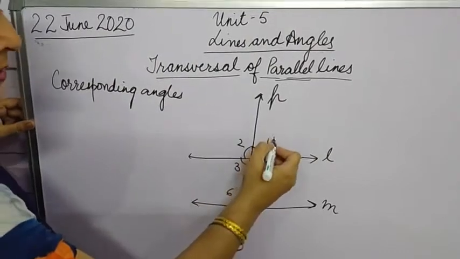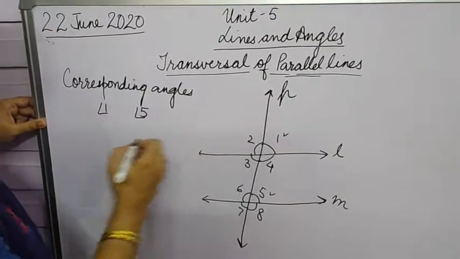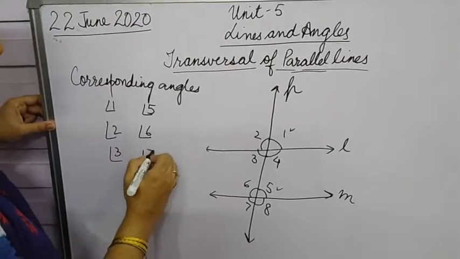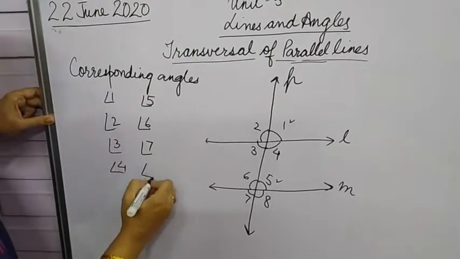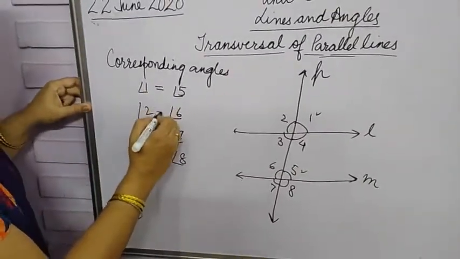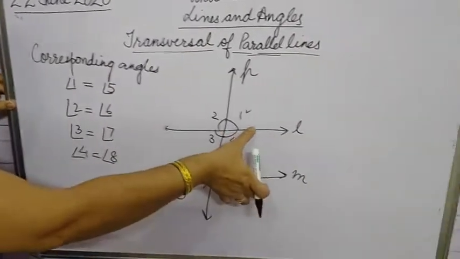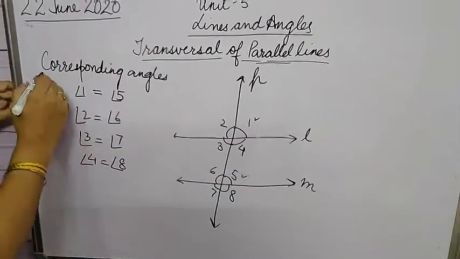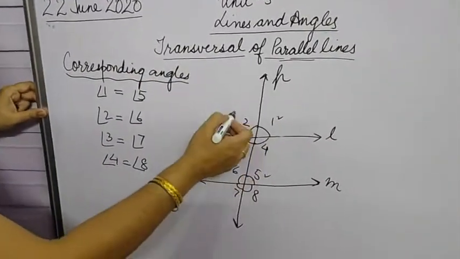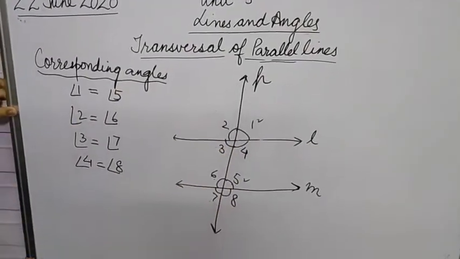Corresponding, as we have already discussed, four pairs of corresponding angles are there. Angle 1 and angle 5, angle 2 and angle 6, angle 3 and angle 7, and angle 4 and angle 8. And whenever these lines are parallel, these corresponding angles are always equal. Remember, only if lines are parallel, then these corresponding angles are equal. Angle 1 is equal to angle 5, angle 2 is equal to angle 6, angle 3 is equal to angle 7, angle 4 is equal to angle 8.